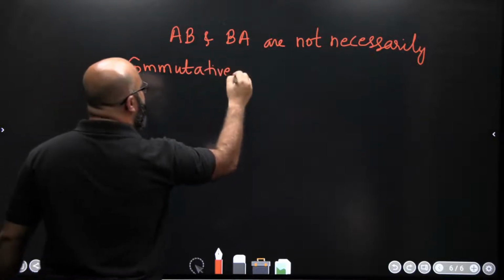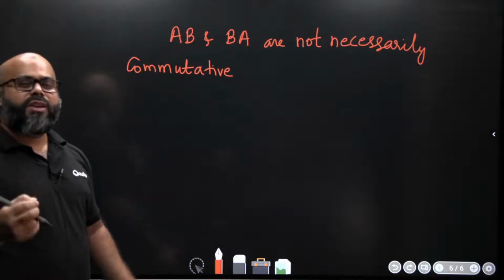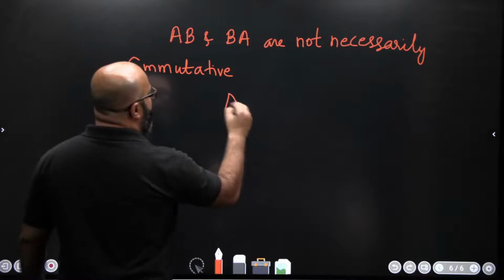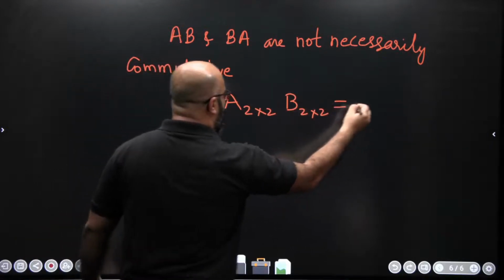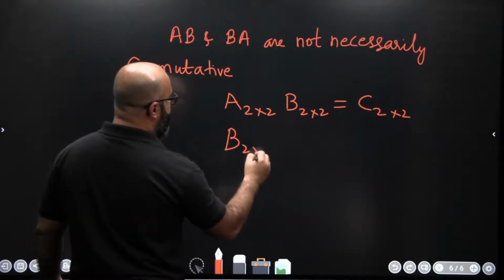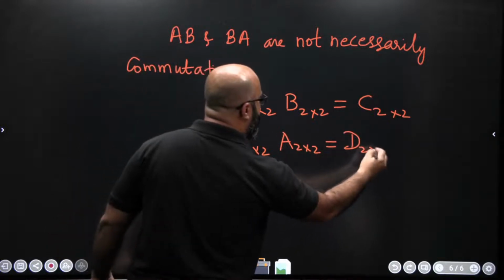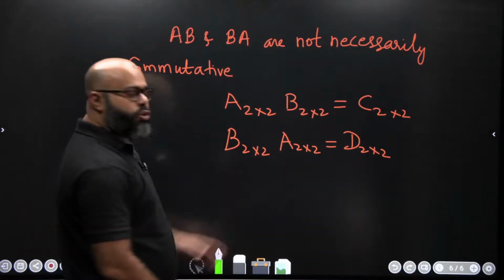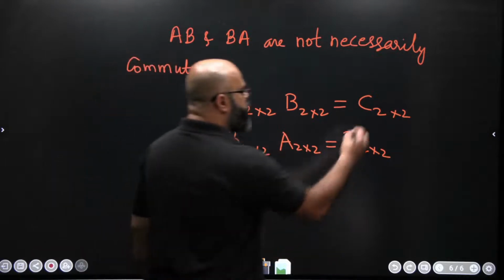That is, even if they both exist, A into B also exists and B into A also exists, and even if they both exist and are of the same order also, like if A is of 2 cross 2, B is also of 2 cross 2. So the resulting matrix will be of 2 cross 2, and B is here 2 cross 2, A is here 2 cross 2, then the resulting matrix D will be also 2 cross 2. So here the order is also the same. In one example earlier, we saw that both the matrices were occurring, but the order was not the same. Here the order is also the same.